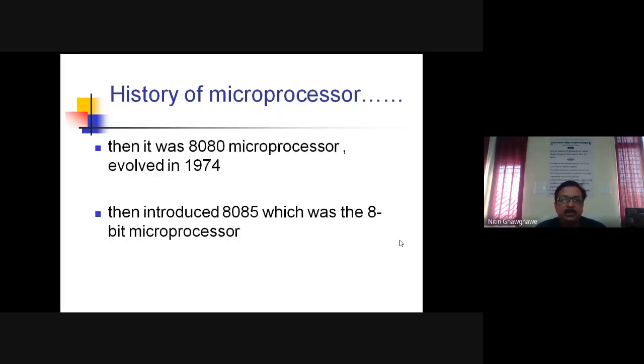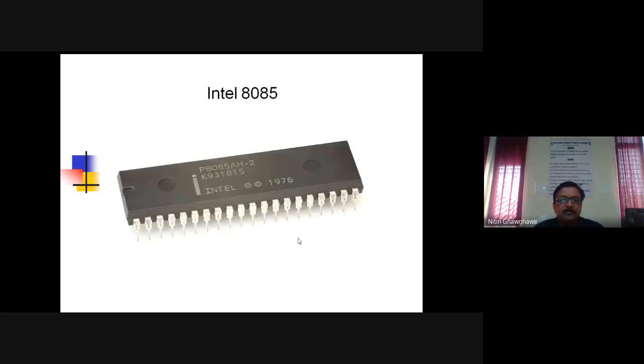Further, in 1974, the 8080 was developed, and the most popular microprocessor, the 8085, which was an 8-bit microprocessor, was also developed immediately in the same year, 1974, by Intel Corporation. So this is how this 8085 looks like.